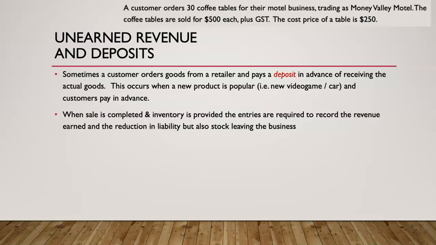But let's just take a step back. Unearned revenue: we can only record revenue when it is earned. So if we get money, maybe like a deposit in this case, it's going to be recorded as unearned revenue and a liability beforehand.